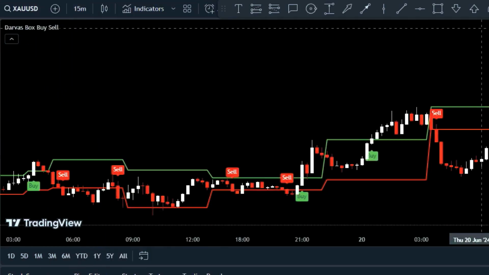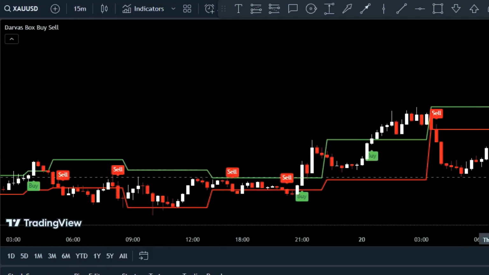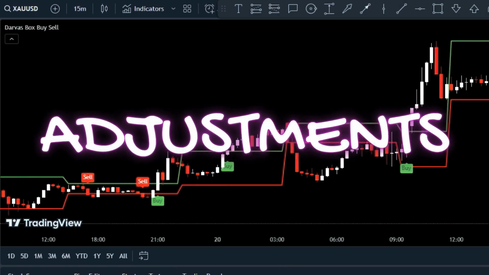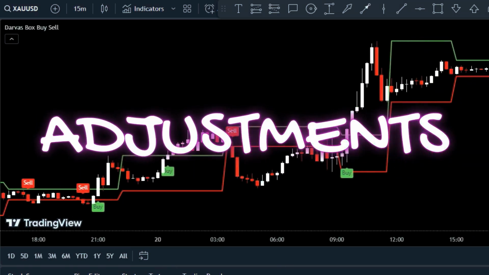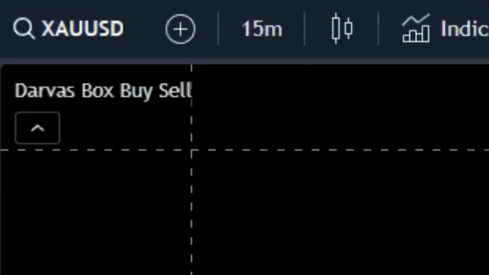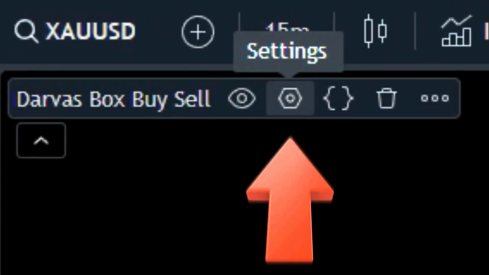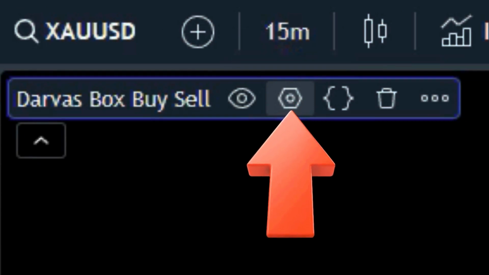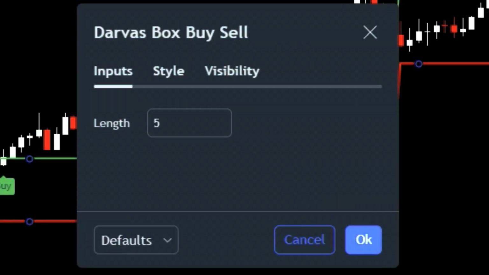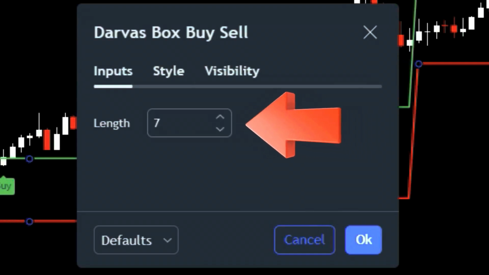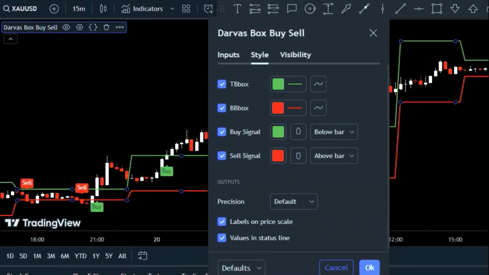Great, you've added the Darest Box Buy Sell indicator to your chart. But hold on, we need to fine tune it before you start using it. Follow these steps to make the necessary adjustments. Head over to the indicator settings by clicking the gear icon. Now find the input section and change the length to 7. Don't worry about the style section, we're all good there.